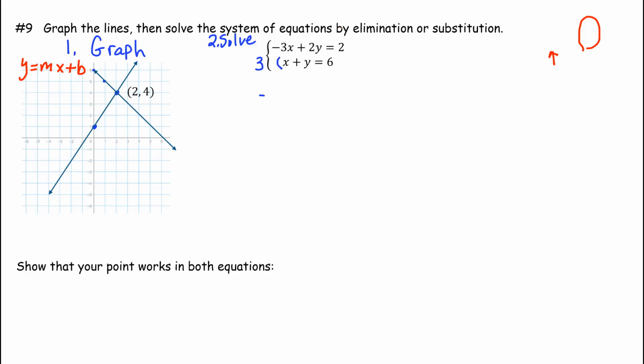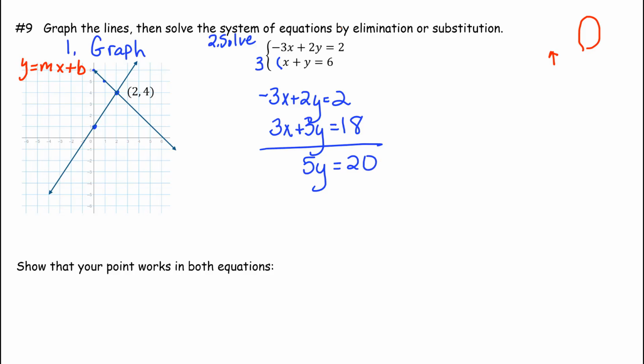So if I do that, my first equation stays the same, negative 3x plus 2y equals 2. My second equation, I'm going to multiply everything by 3, so 3x plus 3y equals 18. And now I can add the two equations together. The x's cancel, and I end up with 5y equals 20. And if I divide by 5 on both sides, I get that y is equal to 4. So that is my y coordinate, and that looks like it's matching what we got in the graph.